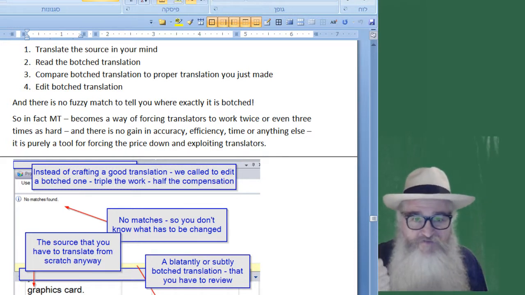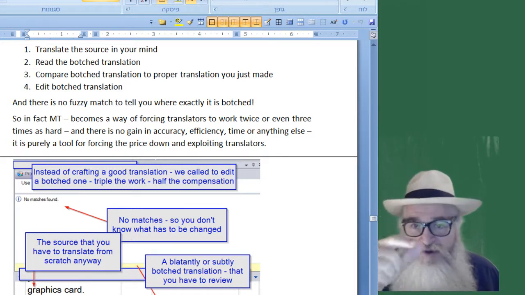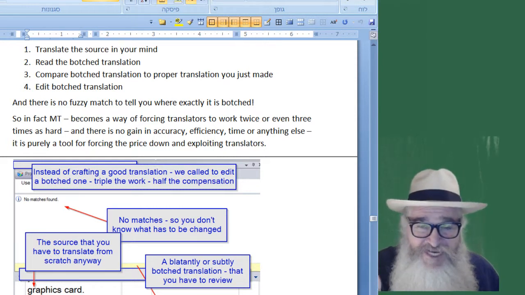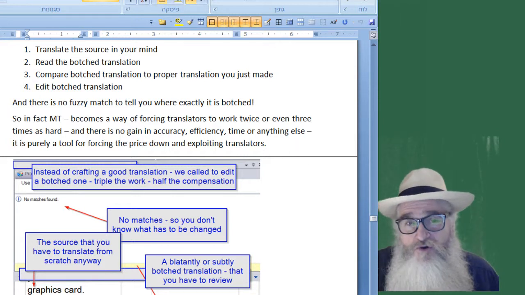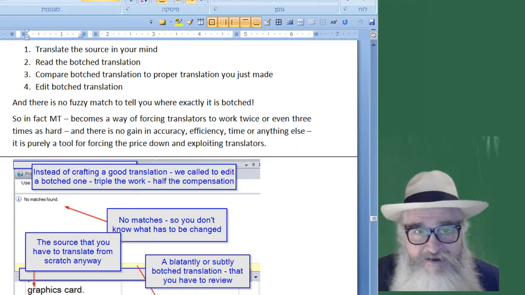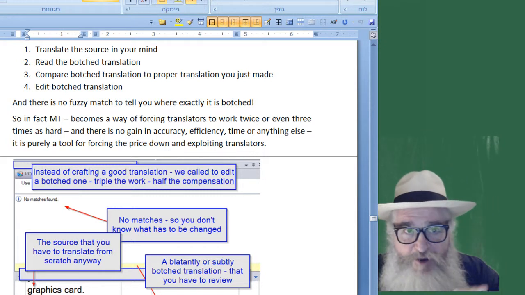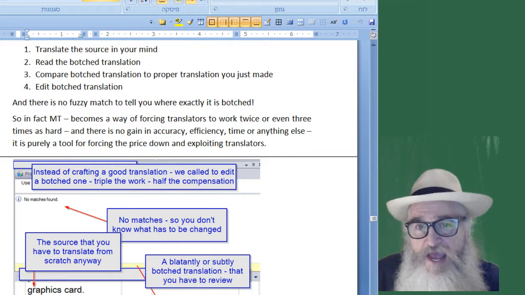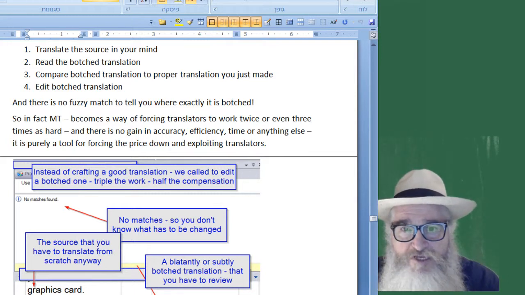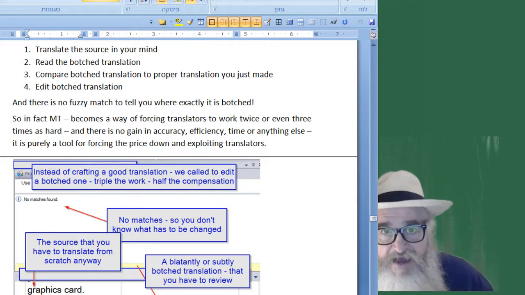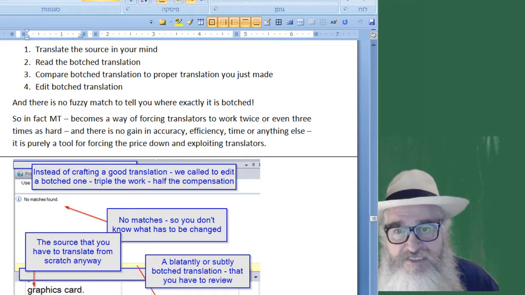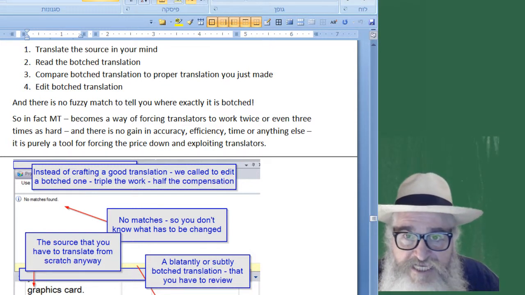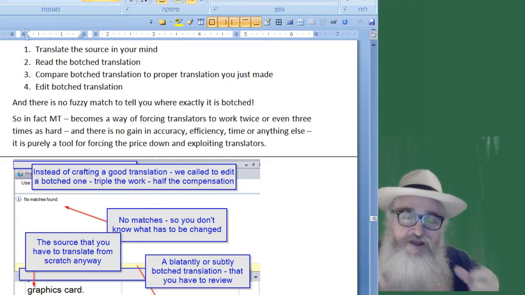So if we had problems with fuzzy matches, that even though they show you where it was botched, it's still not enough to get a really good high quality translation, in this case you're not even shown. You're completely in the dark. Just look at it from the outset. So in fact, MT becomes a way of forcing translators to work twice or even three times as hard. And there is no gain in accuracy, efficiency, time, or anything else. It's just a tool for forcing the price down and exploiting the translator.